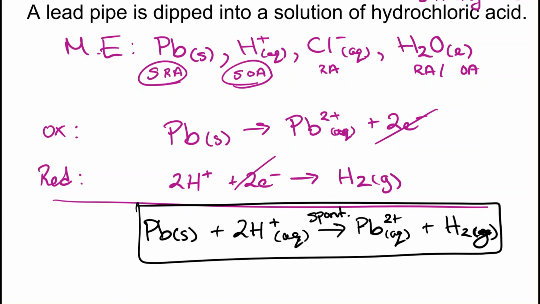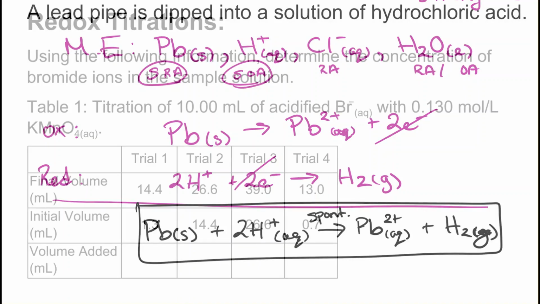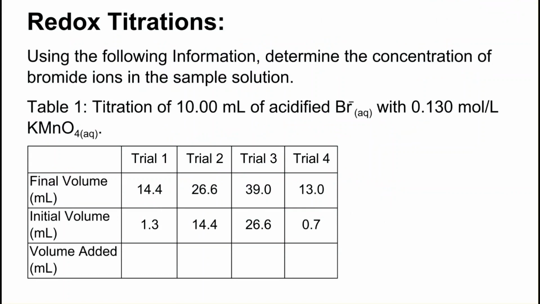Up next is redox titrations. So here we have our redox titration. Use the following information to determine the concentration of bromide ions in the sample solution. Here we have a titration of 10 milliliters of acidified bromide with a 0.130 mole per liter potassium permanganate. Hopefully you recognize that permanganate, when paired up with something acidic, can be a very strong oxidizing agent.